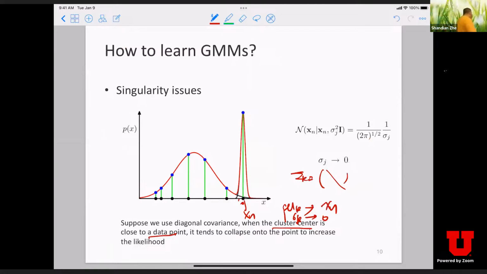But what problem might cause this collapse? The problem comes from the property of the Gaussian distribution. If you look at the Gaussian distribution, let's just use a one dimensional example. It's just a one dimensional Gaussian distribution, some arbitrary Gaussian with mean and variance. Now I want to ask, at which place is this density maximum? Yeah, at mu, right?